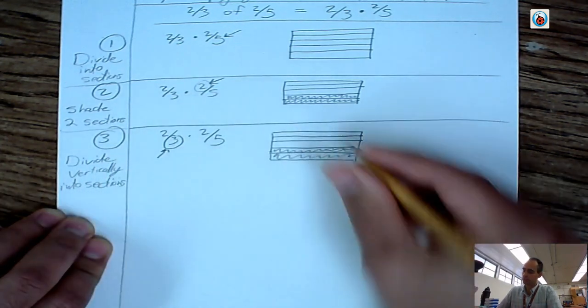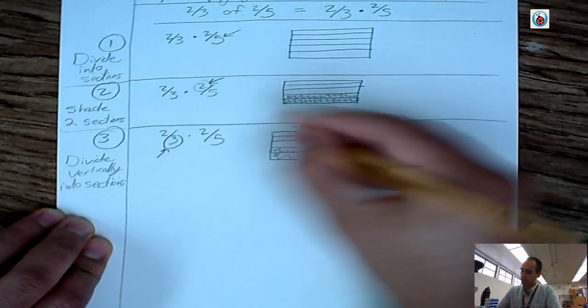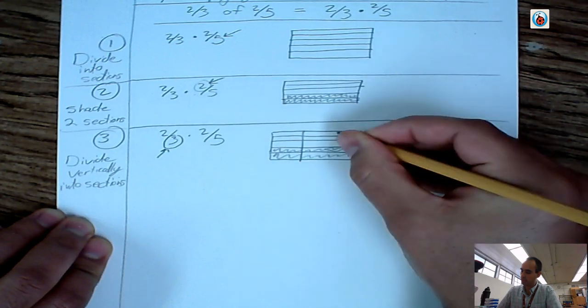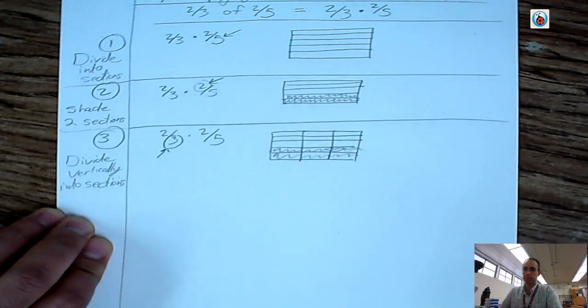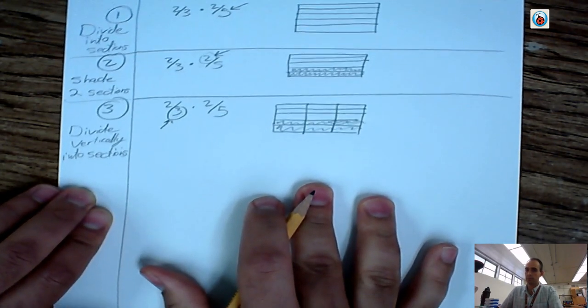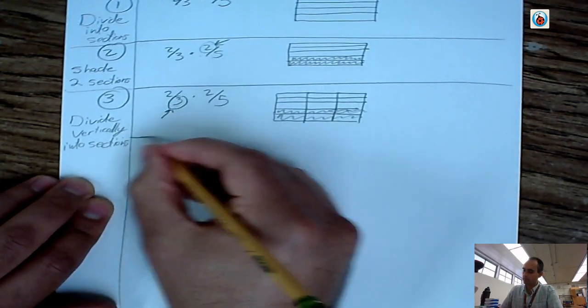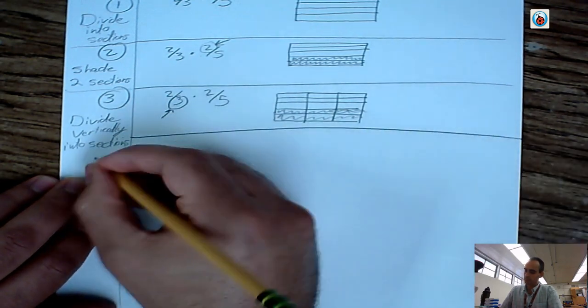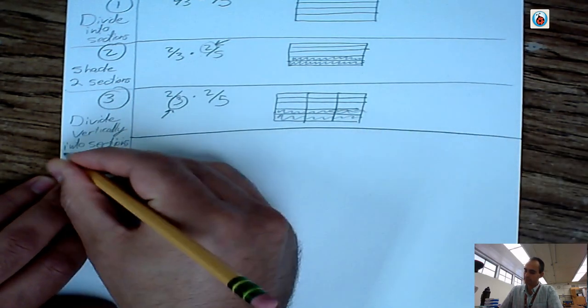So now you divide vertically into sections this time. So it says 3 sections, so let's divide this into 3 sections. 1, 2, 3. Move it up a little bit so you have a little more room. And we move on to step 4.